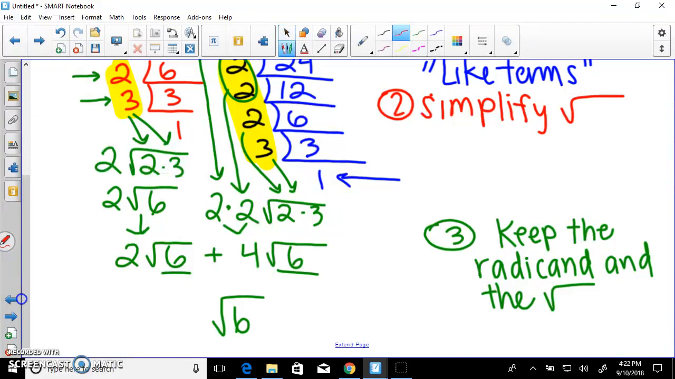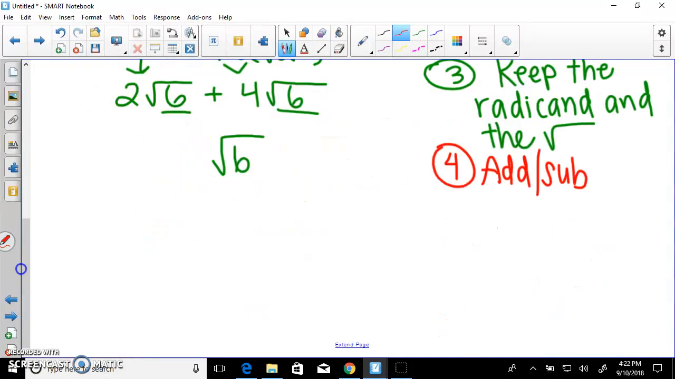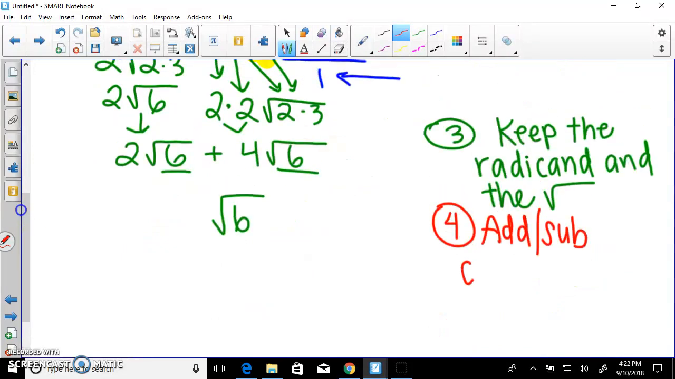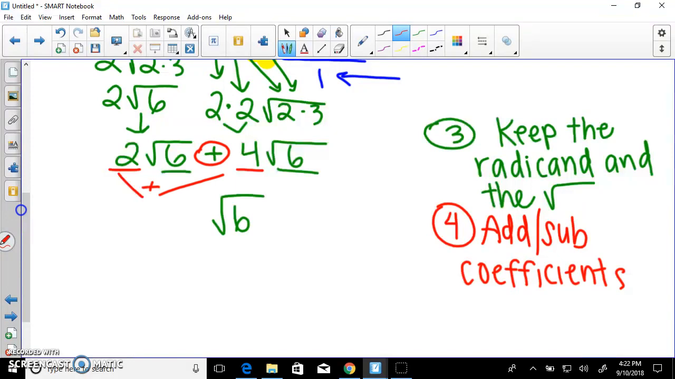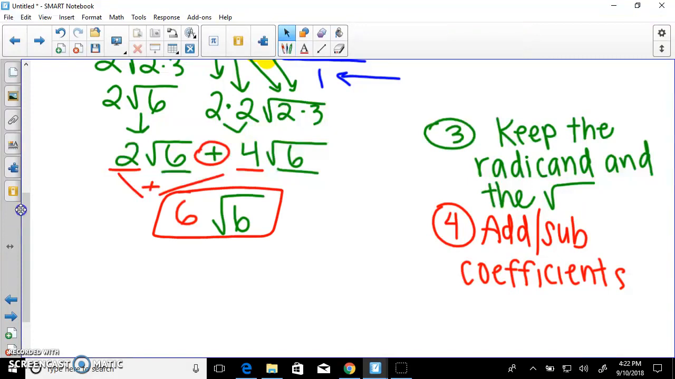and we're going to add or subtract the coefficients. Okay, let's give it a little bit more room. Now we can add or subtract the coefficients. So our coefficients, remember, are what's in front of each radicand. So we have 2 plus 4, so 2 plus 4 leaves us with 6 root 6. And there's our final answer.